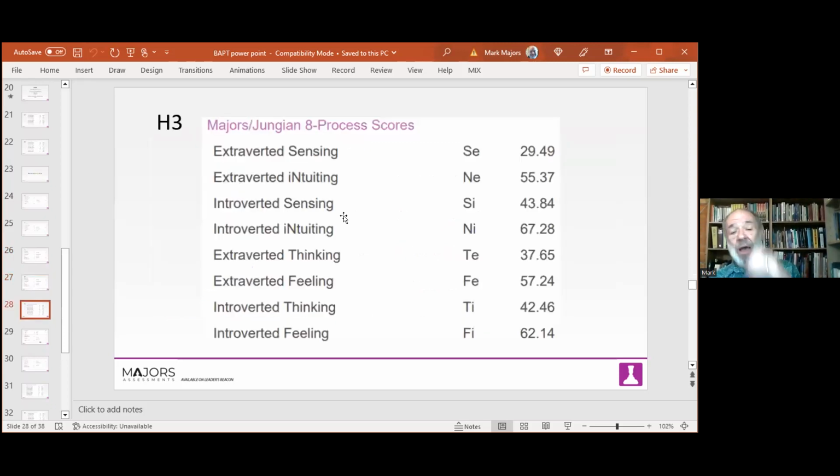All right, here's Holly's 8 process scores. Introverted intuiting, nice and high. The interesting thing I want you to notice, extroverted sensing is inferior. She has virtually no access to paying attention to outside details.